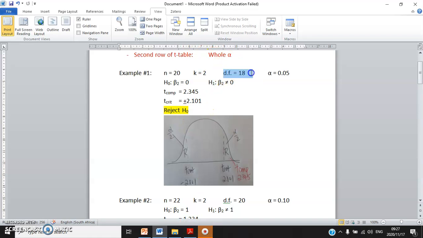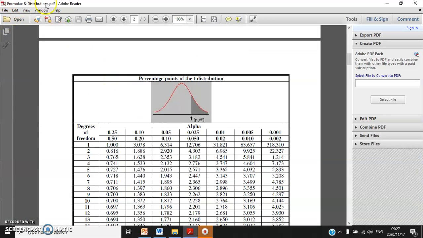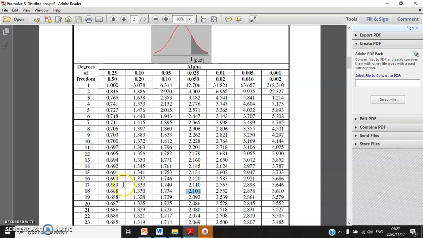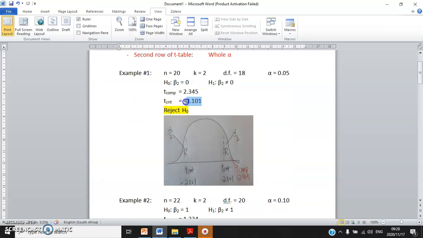So keep in mind, degrees of freedom 18, alpha 5%, two-sided. So let's look at the t-table. If you open your statistical formula distribution table, degrees of freedom is 18. Remember, two-sided hypothesis testing, alpha is 5%. So the top row of the t-table gives you half of the alpha, 2.5%. Second row gives you your full alpha, 5%. Then we look for the intersection. This is why the critical t-stat is 2.101, but remember, since it is a two-sided test, we add plus or minus so that we have plus or minus 2.101.